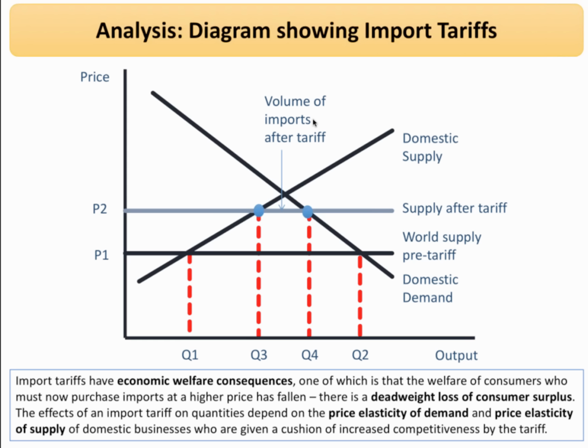So car producers need steel. So there's a tariff on steel. There's a consequence for car manufacturers as well. But there's your basic analysis diagram for a tariff.